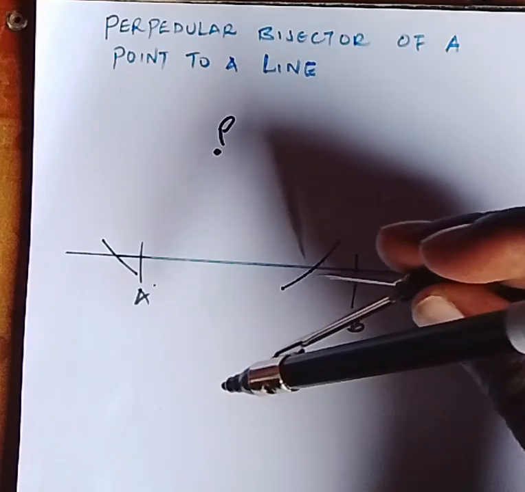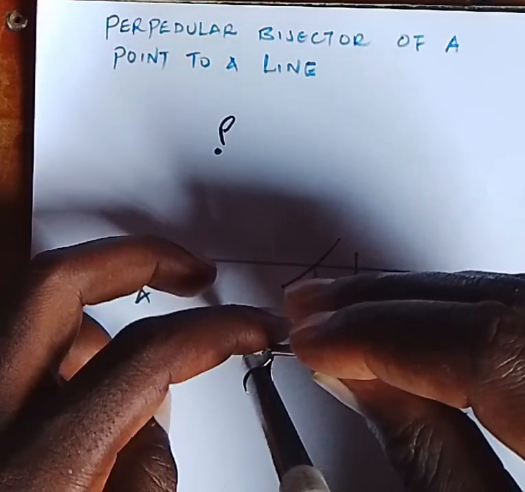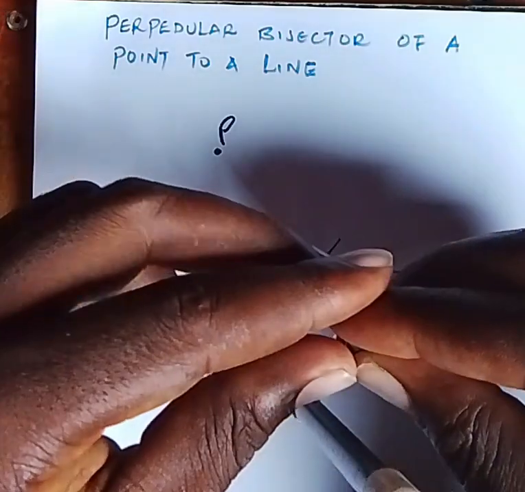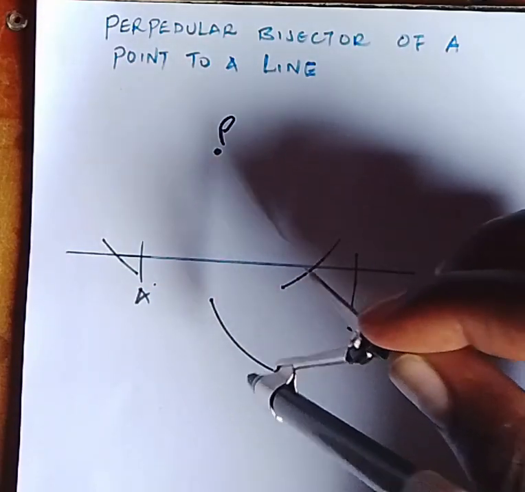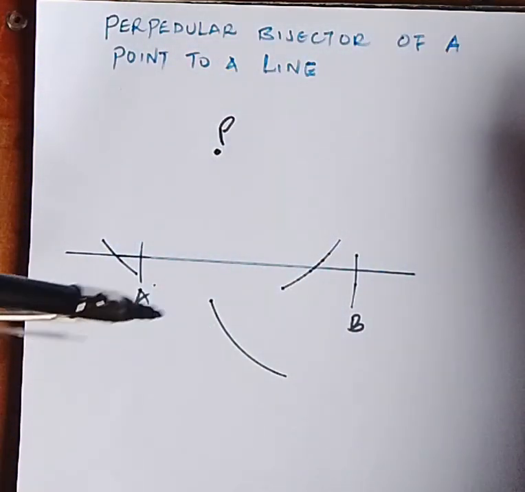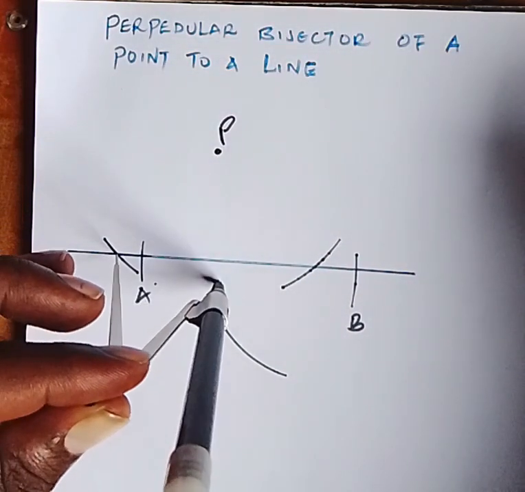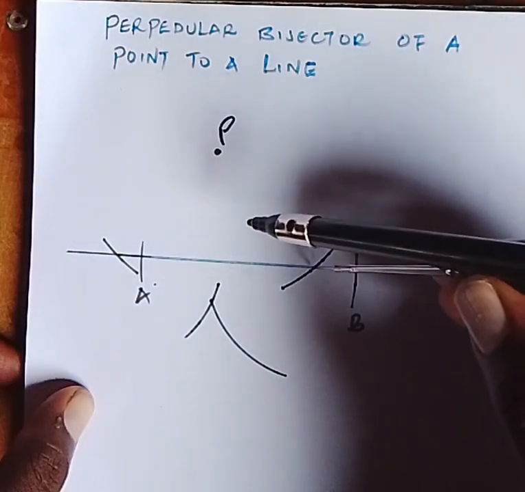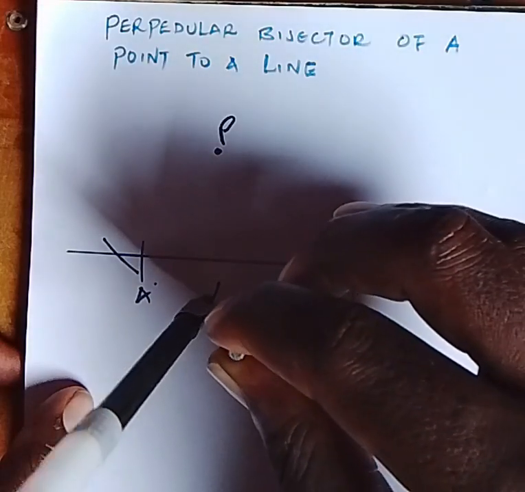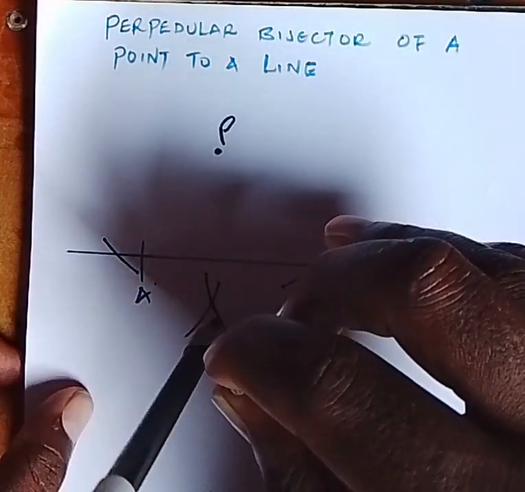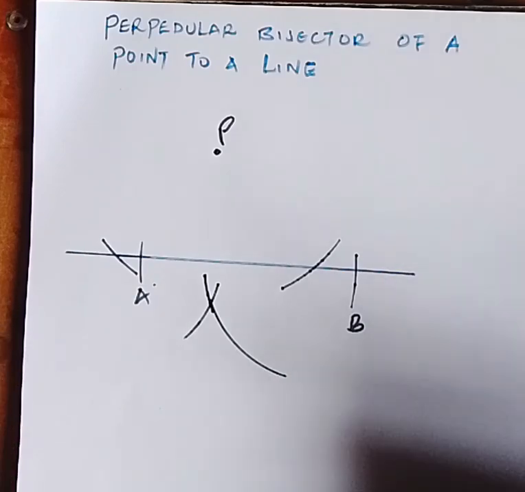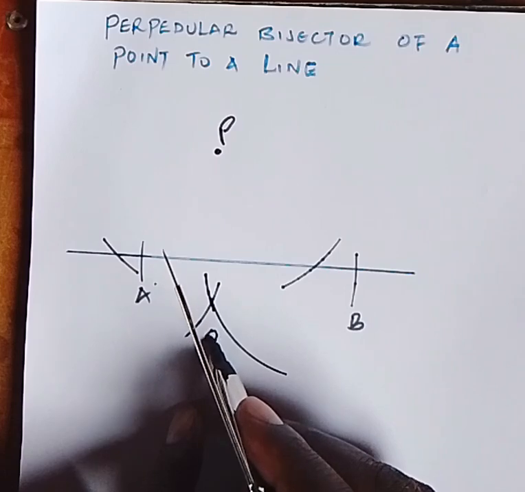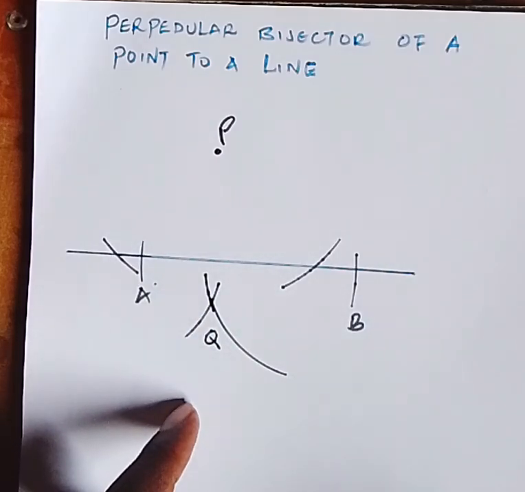Now, using the arcs you've made on this line, let's make another arc here. Without changing the radius of the compass, come to the other point on the line and make the other arc. If the arcs do not meet, don't feel shy to come back and continue with the arc like that. So this is my point where the arcs have met. I can just call it point Q.